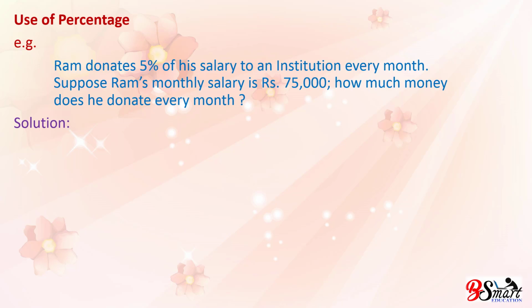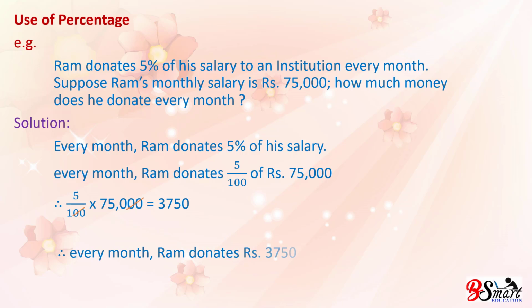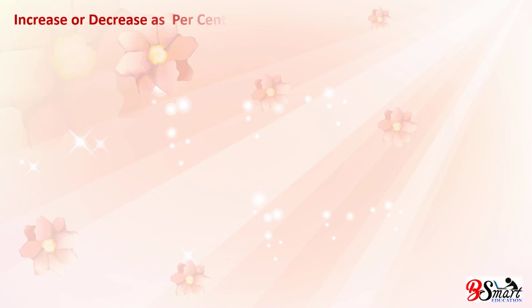Solution. Every month Ram donates 5% of his salary. Therefore, every month Ram donates 5 by 100 of rupees 75,000. So we can write 5 by 100 of 75,000 equal to 5 by 100 into 75,000. 0, 0 cut. So 750 into 5, that is 3,750. Therefore, every month Ram donates 3,750 rupees.